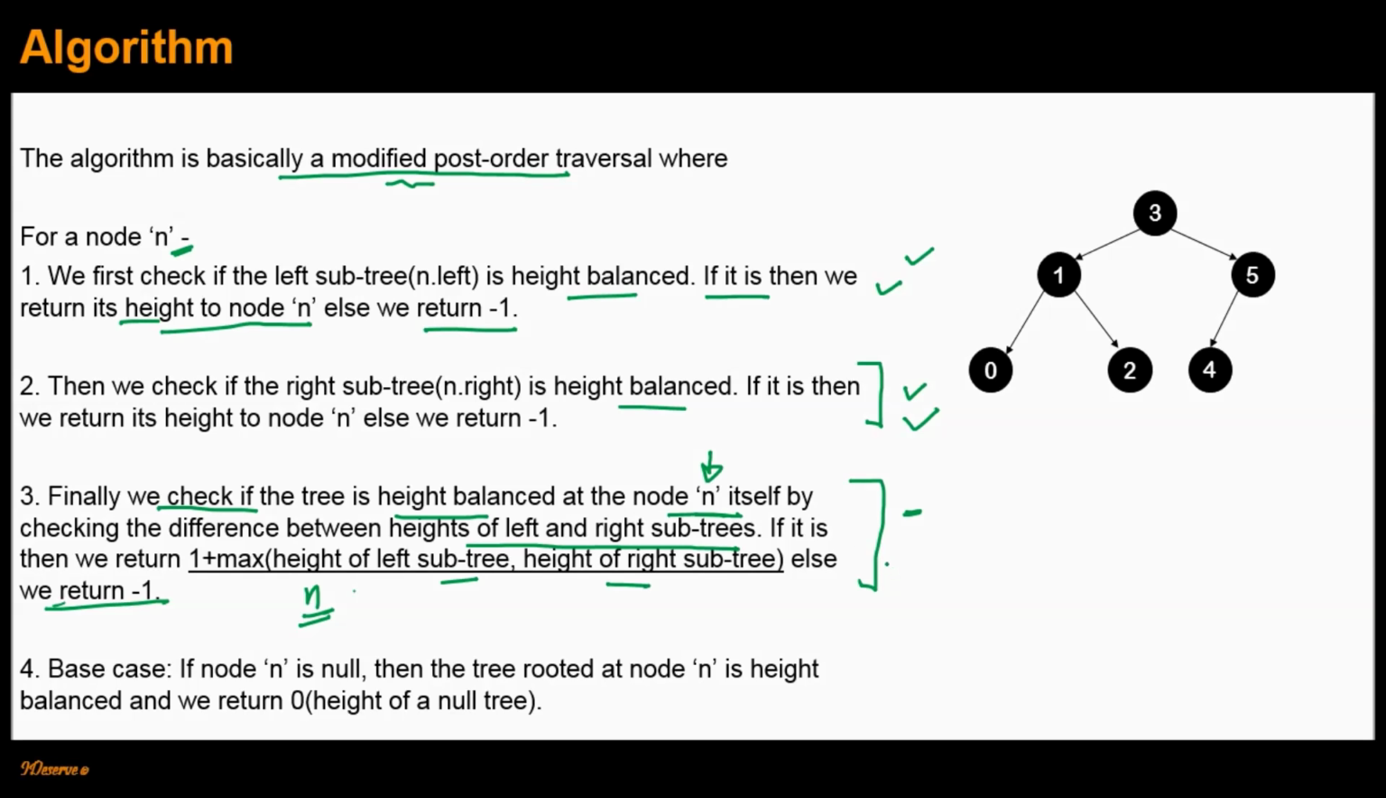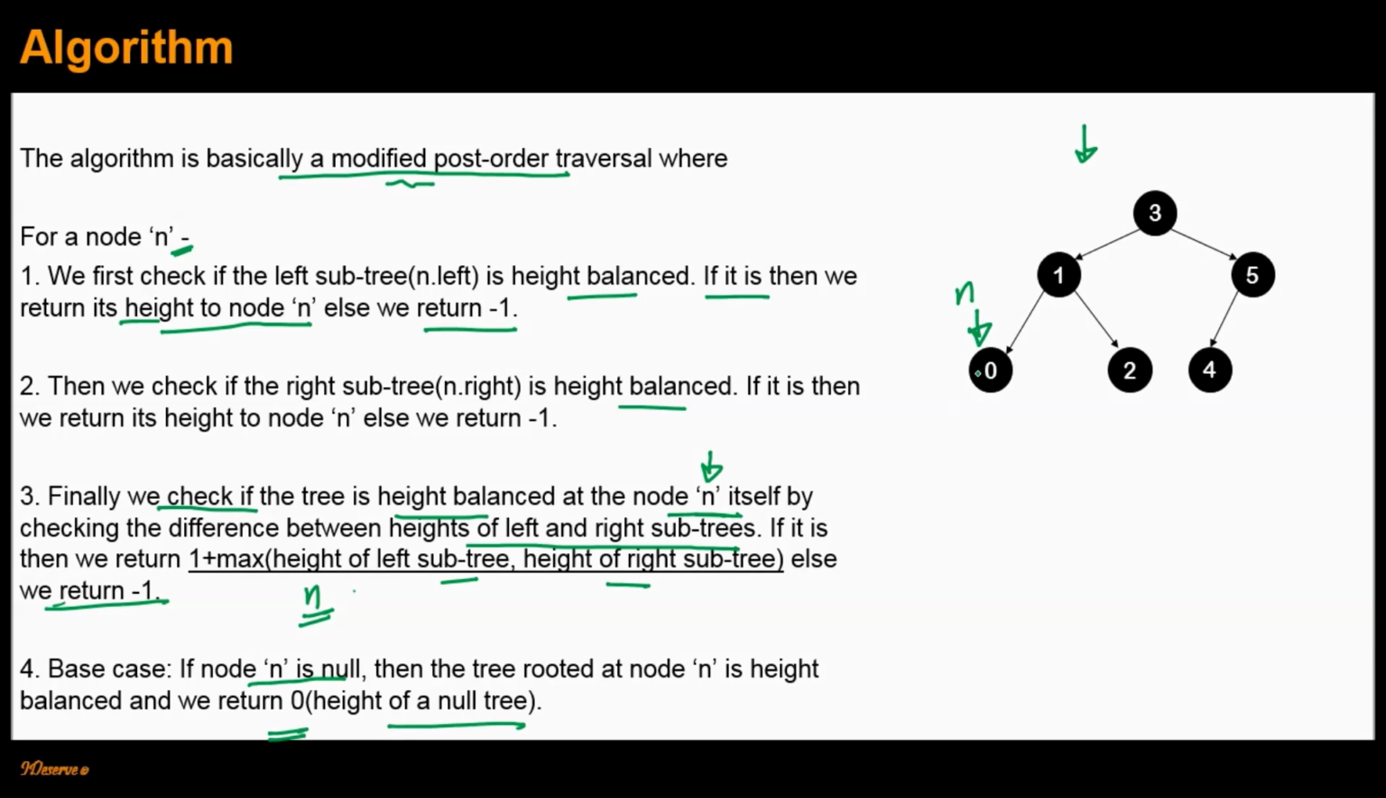The base case for this recursive algorithm is that if node n is null, then the tree rooted at node n is height balanced and we return 0 because 0 is the height of null tree. Let's look at an example now. For this tree, let's say we are looking at this particular node n. So node n is node 0.